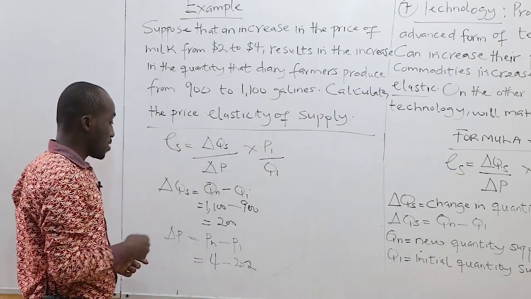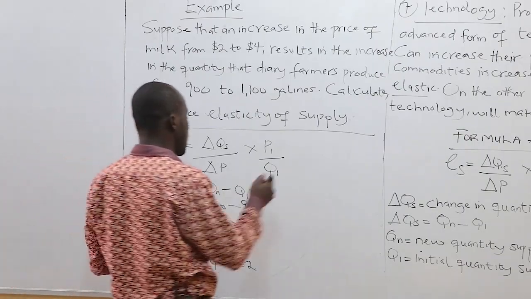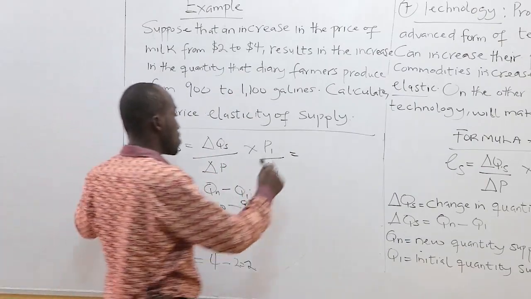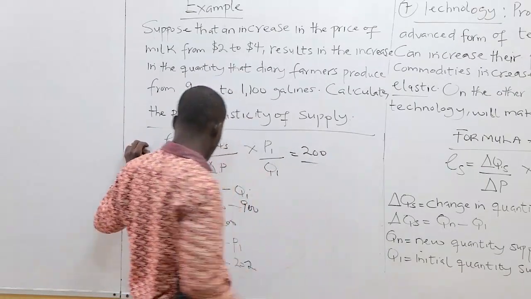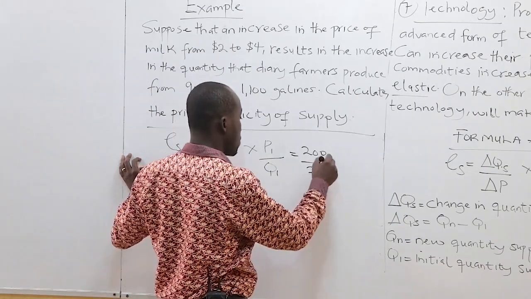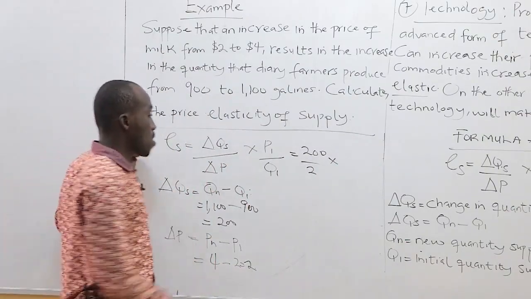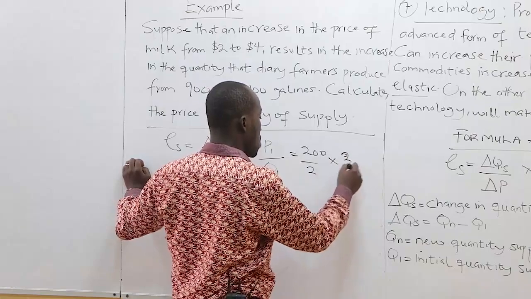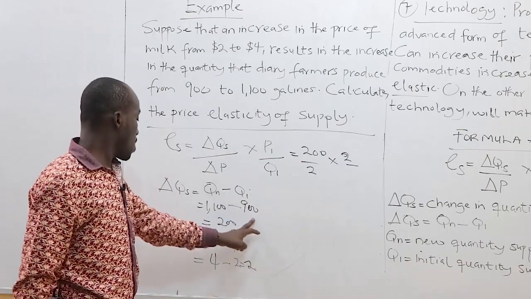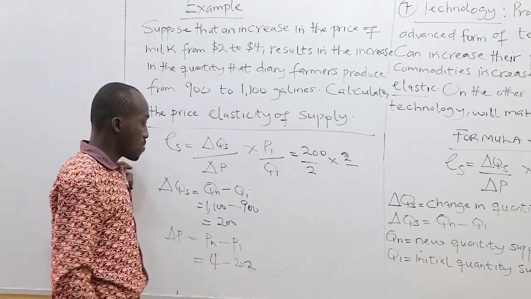So let's take it to our function. Now we know the change in price and we know the change in quantity, so we can put it here. What's the change in quantity? 600. What is the change in price? 2. What's the initial price? Initial price is also 2. And what's the initial quantity? 900.